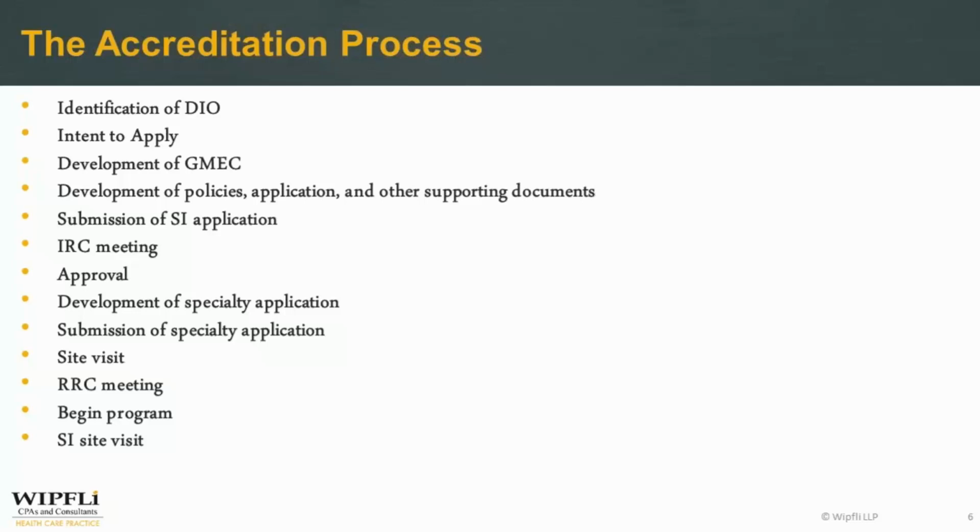You then start your program, and what do you know? You have another site visit. And this is for your sponsoring institution. That site visit happens 1 to 2 years after your sponsoring institution accreditation. You'll know roughly when it is because it will be posted on ADS. SI site visit, whatever date. Okay. That's another high prep time.